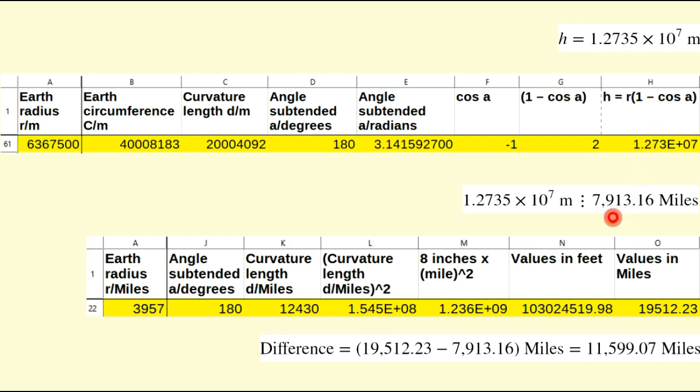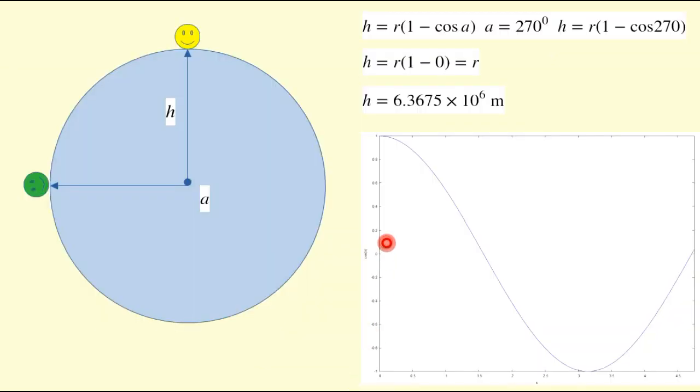Then we see that the conversion into miles does not match that substantially. It is substantially out. The 8 inches per mile squared is over double. It's nearly 12,000 miles difference between the two. So it's clearly falling down.